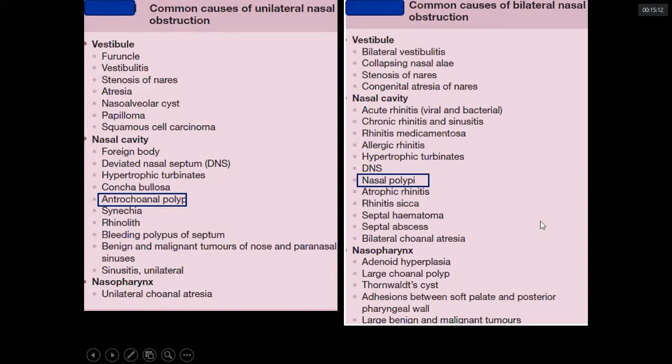I'm going to skip all these diseases because we have studied a few of them in the previous classes, and other diseases like the septal hematoma, FESS, and these things we have already studied, and some other topics we are going to study later on.